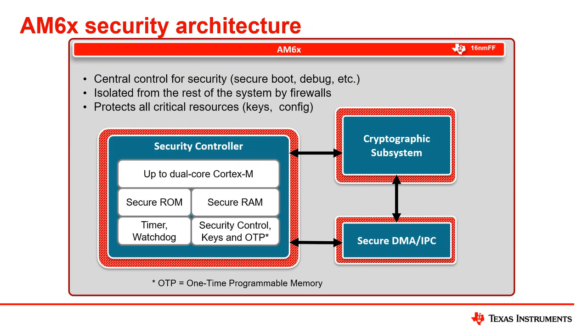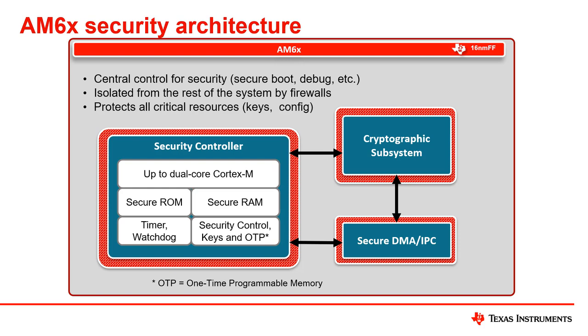The security controller is the heart of the security architecture on AM6X. This is really a separate security island needed for security processing that can't interact with, or is very protected from interaction from, the rest of the system. The security controller oftentimes includes a processor. Oftentimes this is up to a dual-core Cortex-M processor with secure ROM and secure RAM, and other peripherals like timers and watchdogs, and capabilities like security control keys and one-time programmable capabilities to store keys and hashes as necessary to implement things like secure boot.